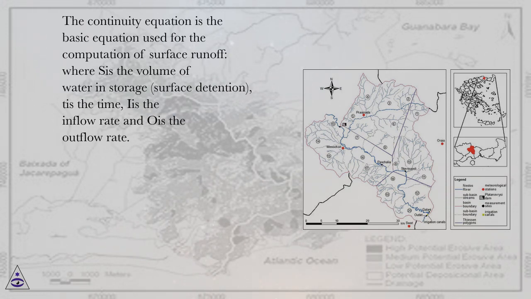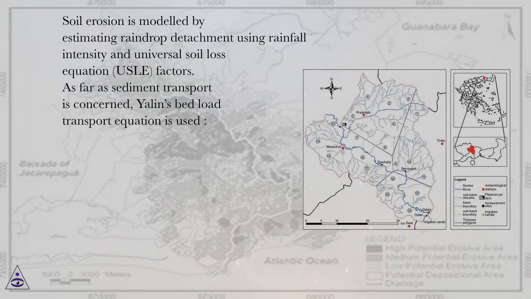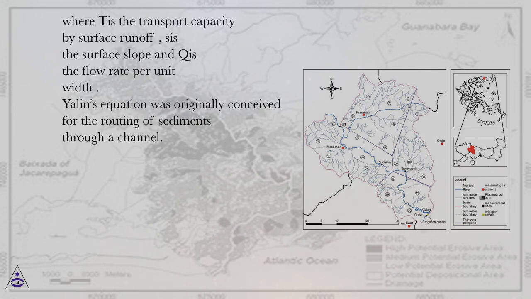Where V is the volume of water in storage, surface detention, t is the time, I is the inflow rate and O the outflow rate. Soil erosion is modeled by estimating raindrop detachment using rainfall intensity and Universal Soil Loss Equation, USLE, factors. As far as sediment transport is concerned, Yalin's bedload transport equation is used. Where T is the transport capacity by surface runoff, S is the surface slope and q is the flow rate per unit width.